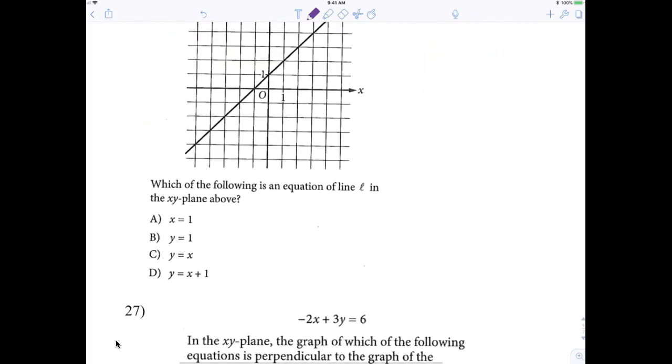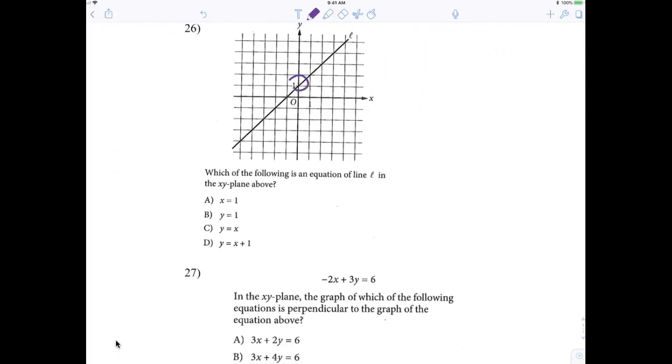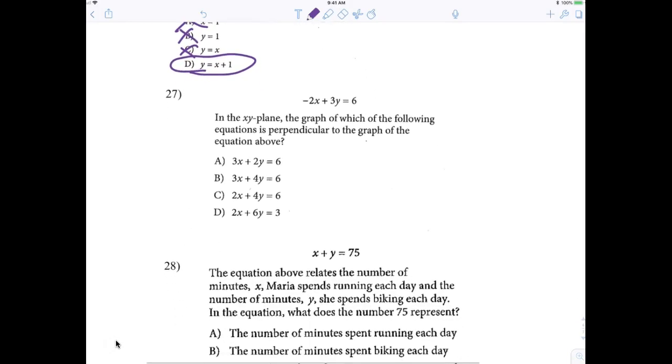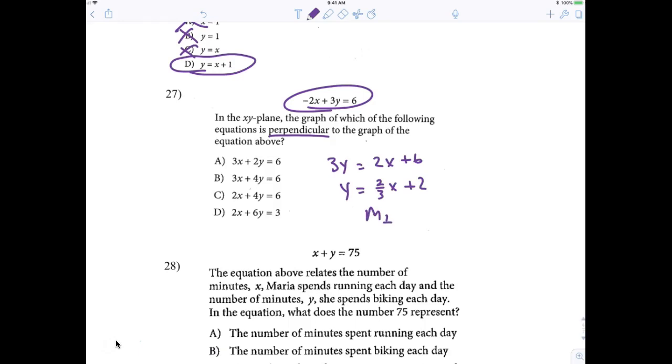All right, here we go. This one's kind of easy because the y-intercept is 1. There's only one answer that has a y-intercept of 1. This is a vertical line. That's a horizontal line. That y-intercept is 0. Now, I'm trying to find perpendicular, which means I need to figure out what the slope is. So 3y equals 2x plus 6. Y equals 2/3 x plus 2. So the slope of the perpendicular will be negative 3/2.